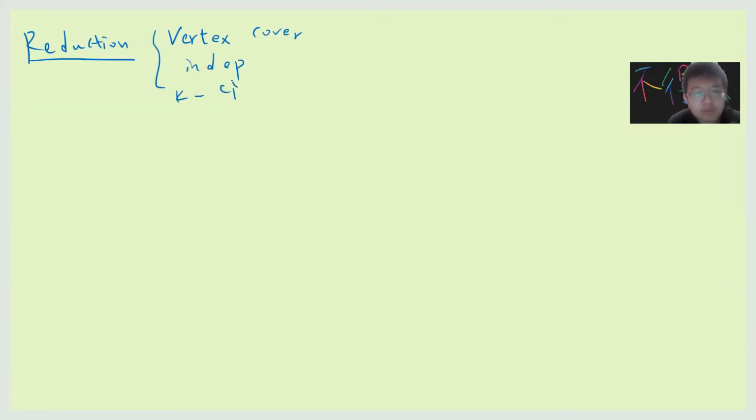Okay, so let's quickly prove the reduction. I want to tell you what the relation is between them: the reduction of vertex cover, independent set, and also k-clique. This proof is almost trivial, so let me just quickly say it.